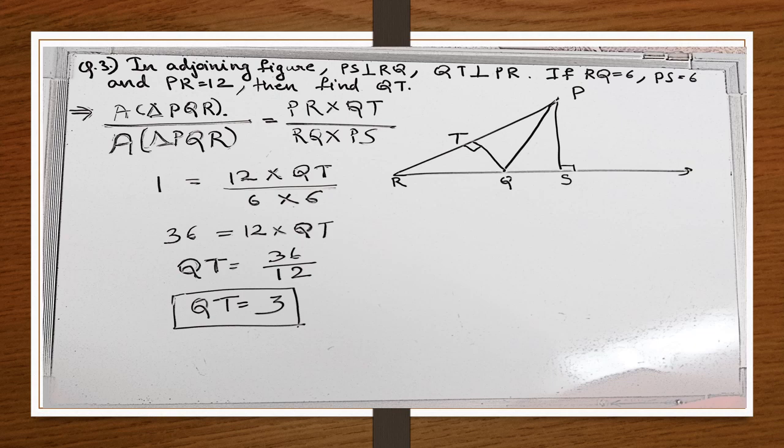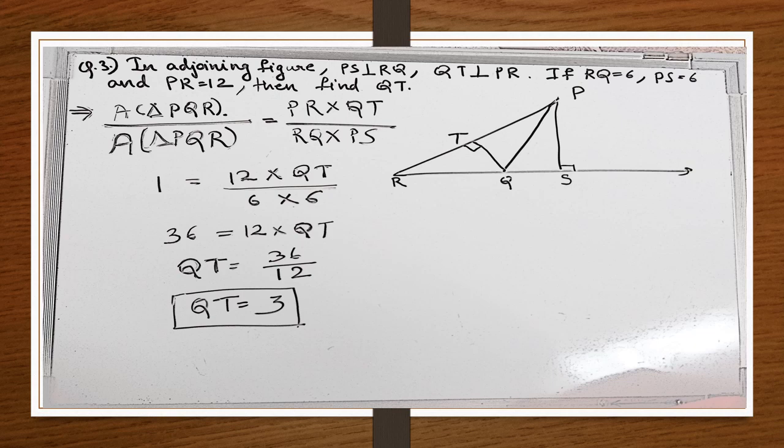And here, since the area in the numerator and denominator is the same, both will get cancelled, and what will remain is just 1. Actually it is 1 upon 1, but 1 upon 1 is the same as 1. Okay, now this 6 into 6 is 36, and this 36 will go to the other side. Here it got divided, and here it will get multiplied. When the side changes, it will get multiplied. So 36 into 1 is 36. 36 is equal to the numerator, what is left is 12 into QT.